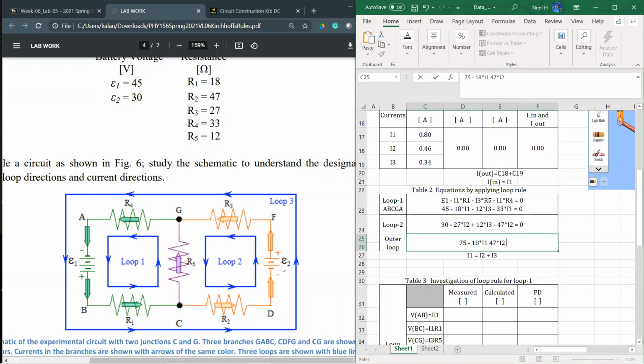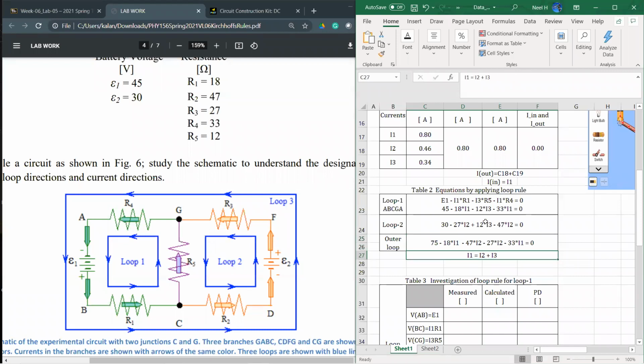D to E is the voltage, we already added that one. F to G, current and loop direction same, R3 is 27 times I2. Then G to A, current and loop same, negative R4, which is 33 times I1, equals 0. Forgot the sign here. This is also negative.